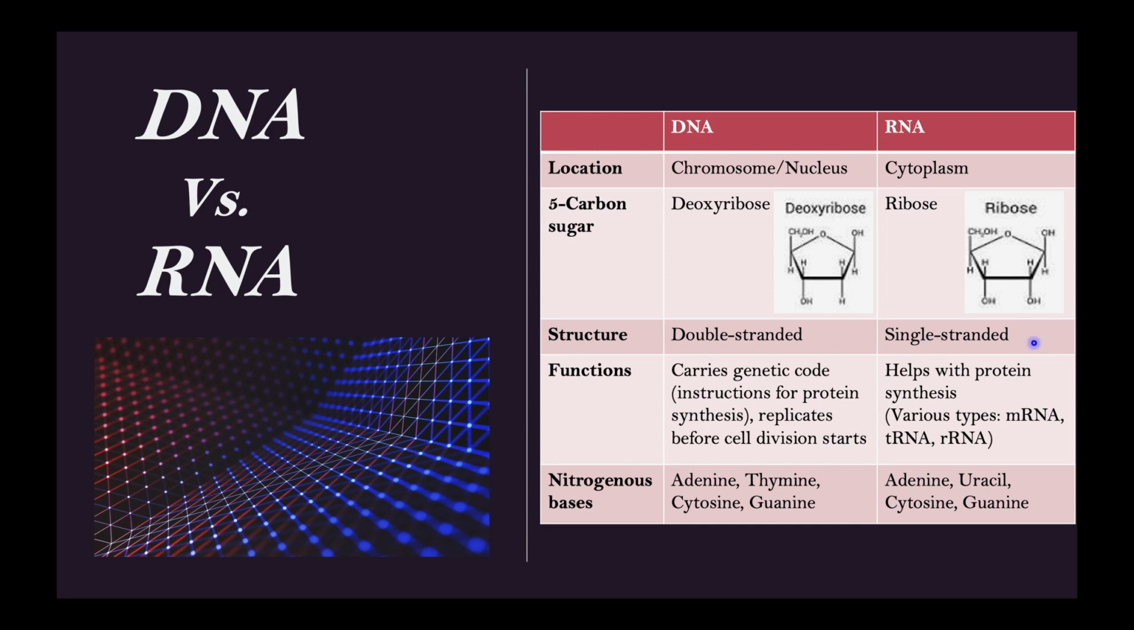Function-wise, DNA carries genetic information or instructions for protein synthesis. DNA also replicates prior to cell division. In contrast, the main function of RNA is to help with protein synthesis. There are various types of RNA as shown here. They are messenger RNA, transfer RNA, and ribosomal RNA. Finally, both DNA and RNA have 4 nitrogenous bases, and 3 are the same for both. Those 3 are adenine, cytosine, and guanine. While DNA has thymine, however, RNA has uracil.